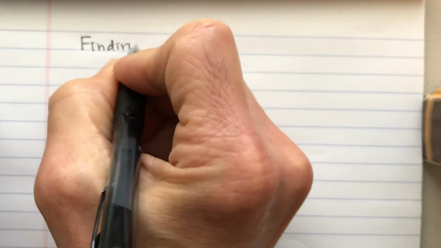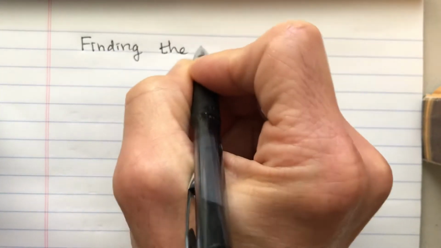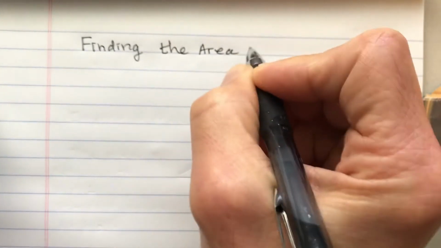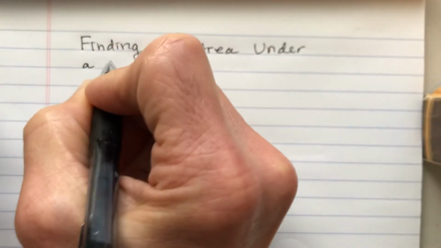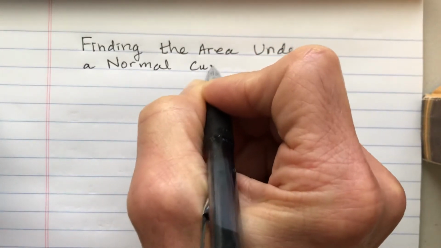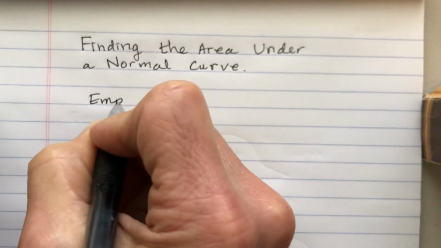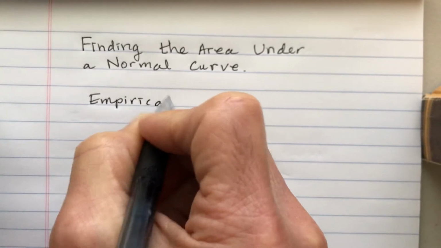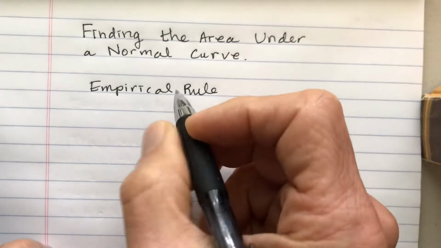Finding the area under a normal curve. And what I'm going to use is the empirical rule, which I talked about already, and I'm going to try to write it down really quick.